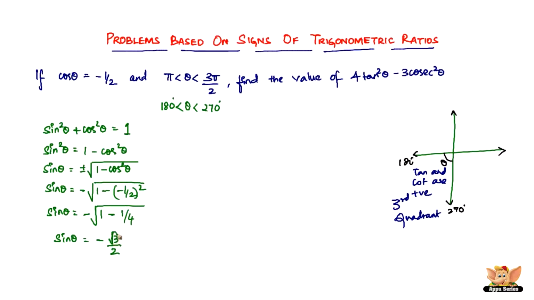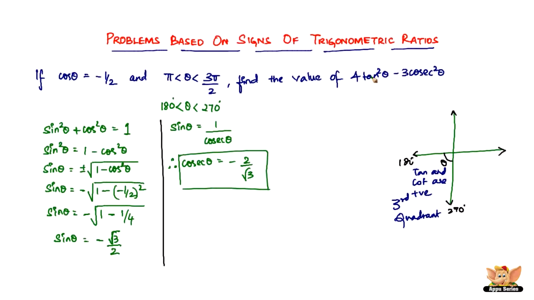Now finding the value of sine theta straight away gives us the value of cosecant theta. The reason being, sine theta is the reciprocal of cosecant theta. Sine theta equals 1 by cosecant theta, or cosecant theta is 1 by sine theta. Therefore cosecant theta is the reciprocal of this, which is minus 2 by root 3. So that's the value of cosecant theta. We found one part of the answer. Once we find tan theta, we can substitute and find the value of this expression.